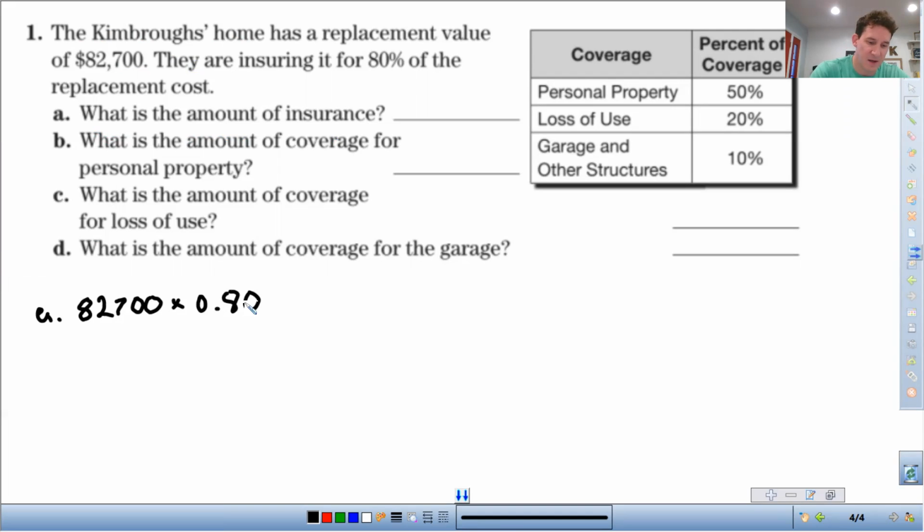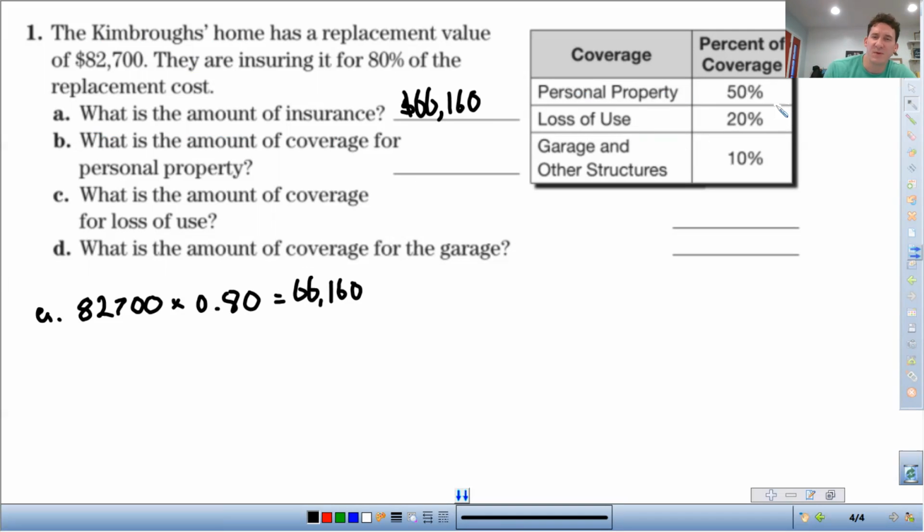So let me get my calculator. 82,700 times 0.8 comes out to 66,160. So the amount of insurance is $66,160. What is the amount of coverage for personal property?